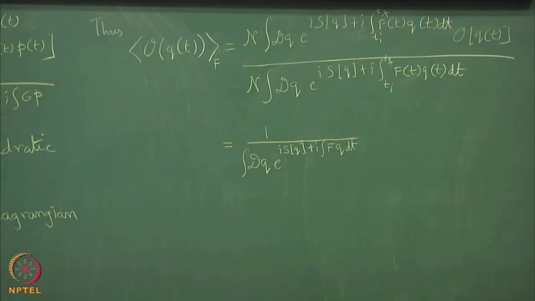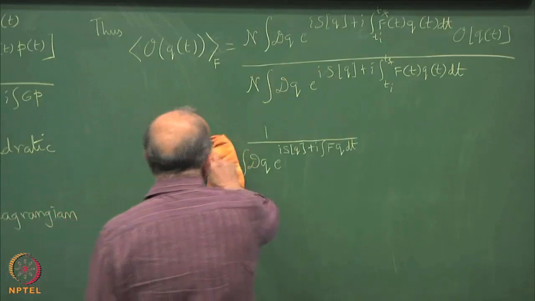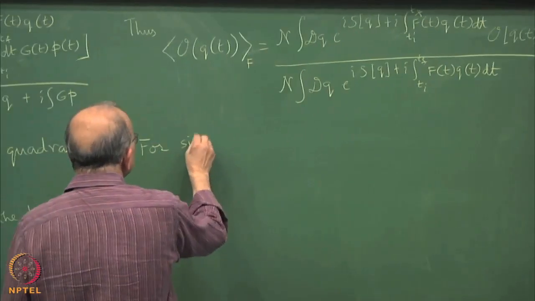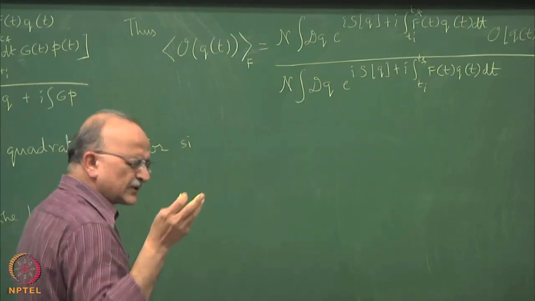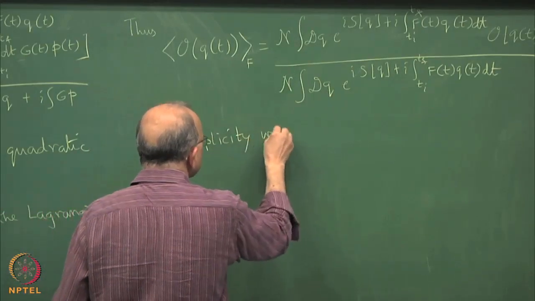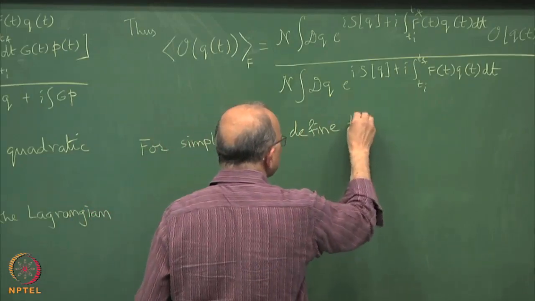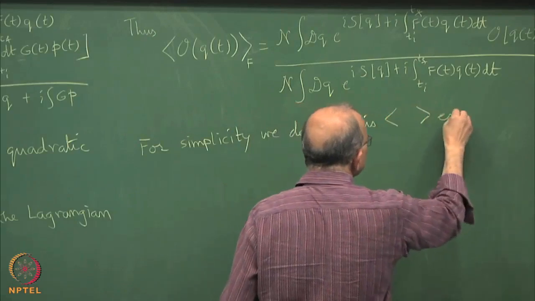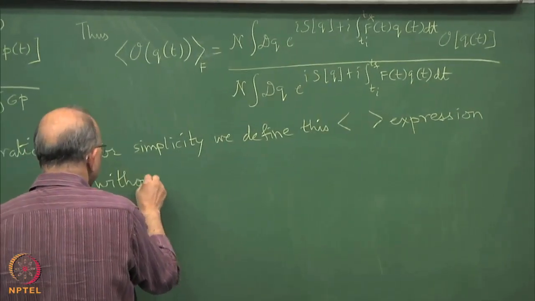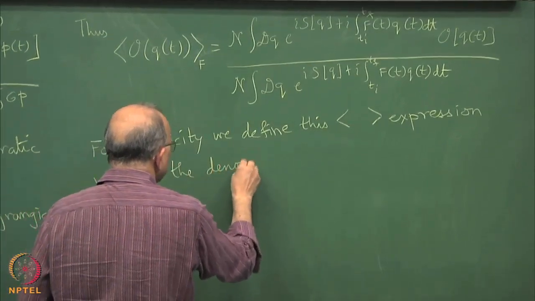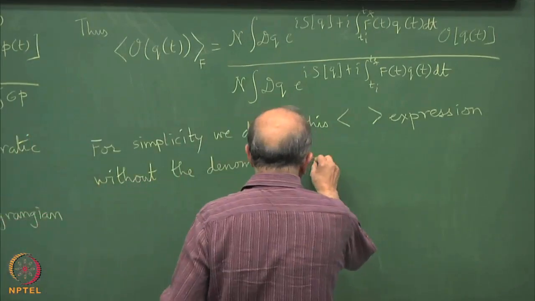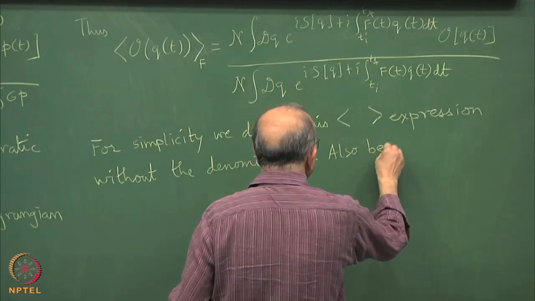And I will backtrack a little bit. I will say that we will define this without the denominator. So for simplicity, technically this is how it is defined in real life to calculate averages, but for the time being we define it without, and also begin by considering just Q.